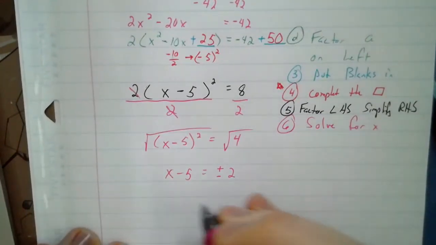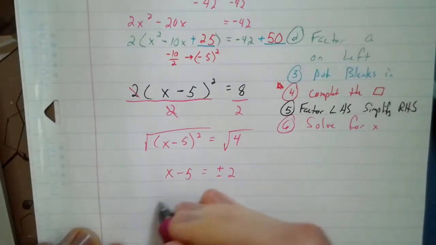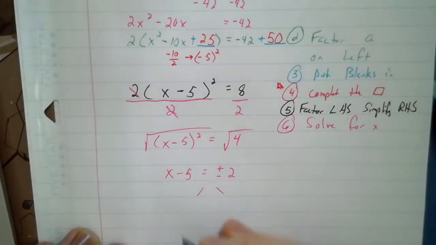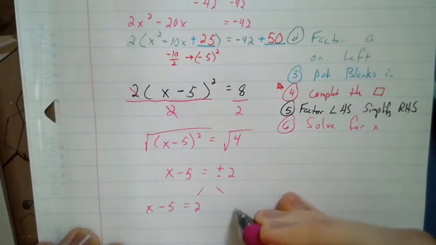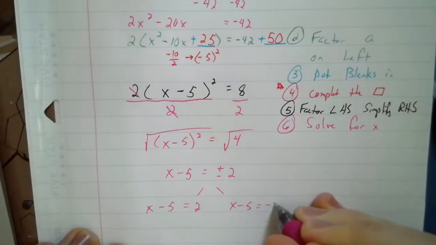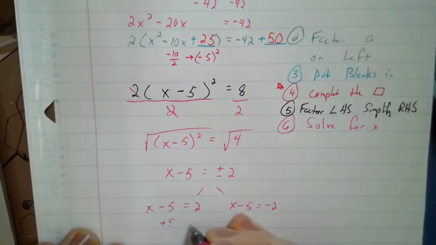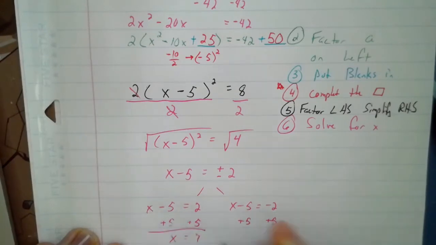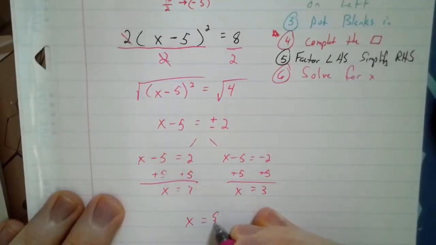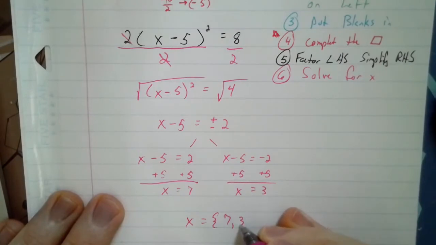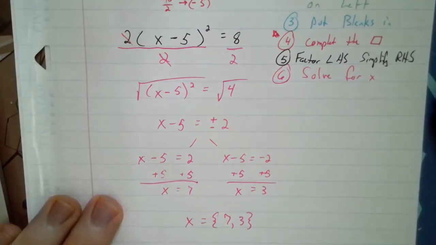All right. Now I can go ahead and solve for x. Okay. So I'm going to break it up into 2 cases because I can see here it's going to be an integer. So I've got x minus 5 equals 2. And I've got x minus 5 equals negative 2. I'll add 5 to each side. And I get x equals 7, and x equals 3. Okay, so my solution here is going to be x equals 7 and 3. Okay, so that's how we complete the square.